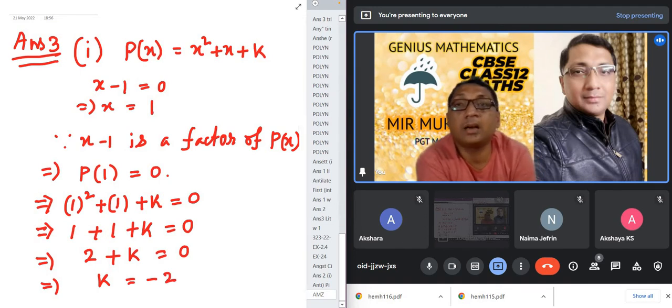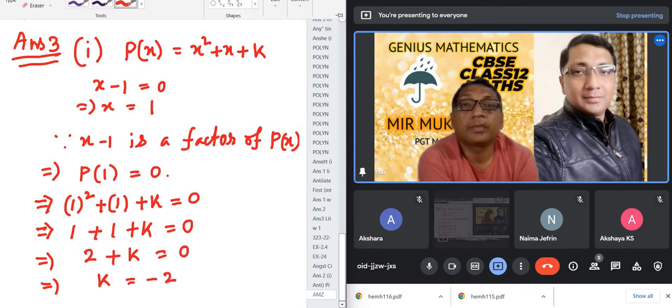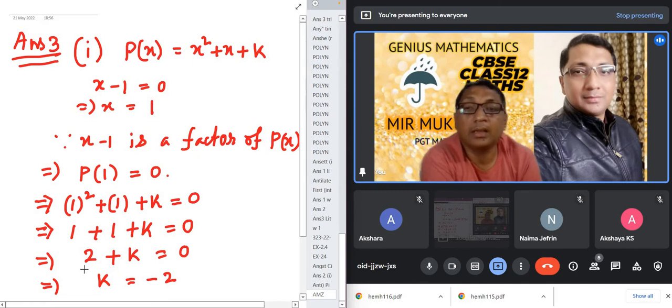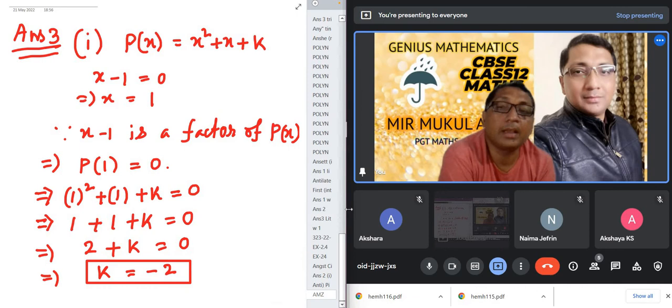And this is our answer, right? So this is our answer. k equals to minus 2.